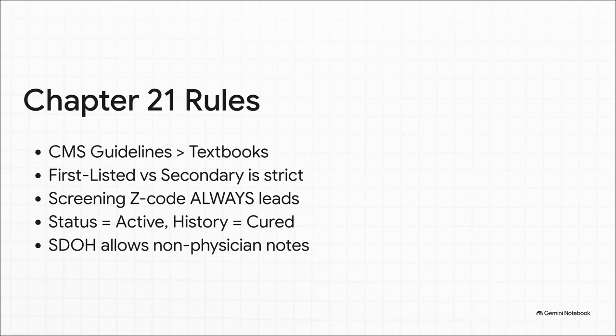All right, let's bring it all together in Section 6, Key Takeaways. We've covered a ton of ground today, so here's your rapid-fire, zero-fluff summary of Section IC21. Number 1, the CMS official guidelines always trump your textbooks. Number 2, the sequencing of first listed versus secondary Z codes is a strict, undeniable law. Number 3, the screening Z code always leads the claim, even if a pathology is discovered during the test. Number 4, status codes mean an active present state, while history codes mean a cured past condition. Never ever mix them up. And number 5, SDOH codes are your one big exception where you can confidently pull diagnosis from non-physician documentation.